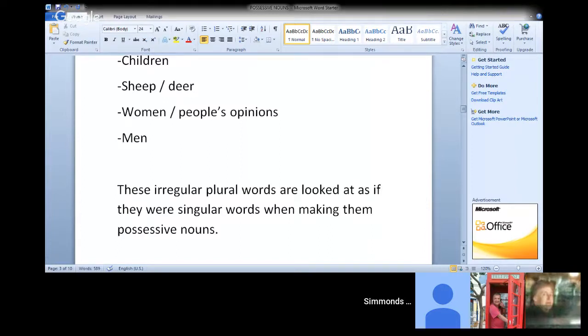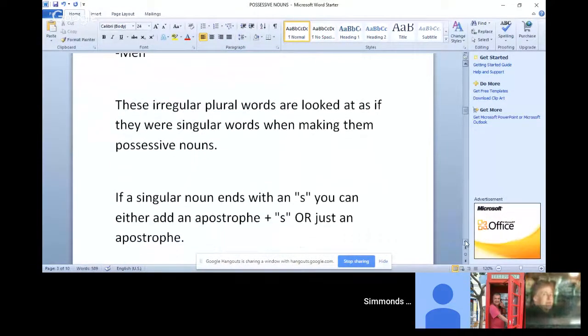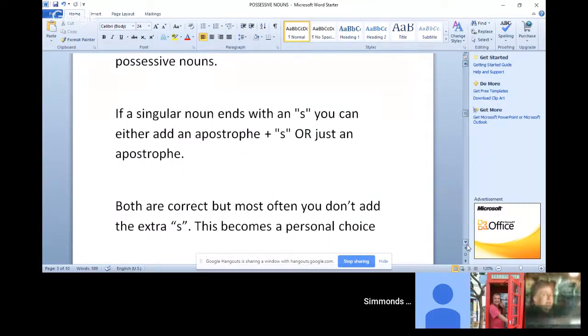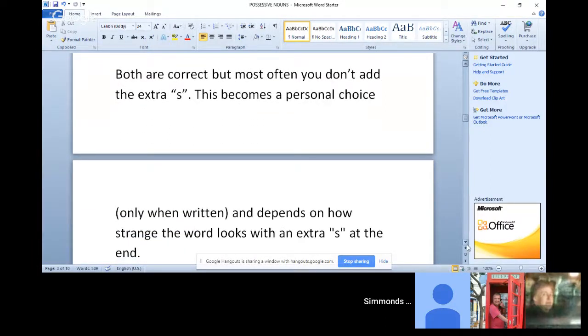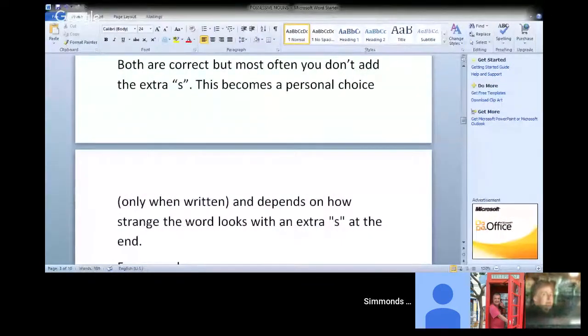Okay, so there's a difference. And yes, this is another one of those rules that we will see. Okay, so we're still with the singular nouns. If the singular noun ends with an S, you can either add an apostrophe S or just an apostrophe. And that's kind of what you just showed us, Ken, with the last name. Both are correct, but most often you don't add the extra S, because this becomes a personal choice, but only when you write this. If it's spoken, you're not going to worry about where you put an apostrophe because it doesn't matter. And this depends on how strange the word looks with an extra S at the end. Did we understand that?